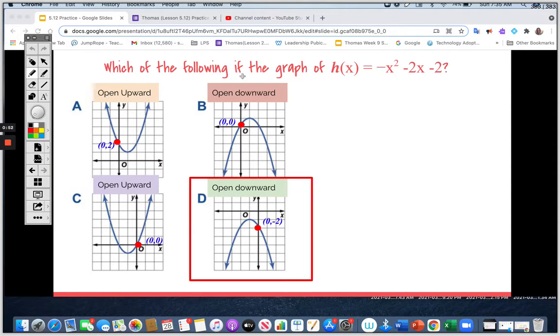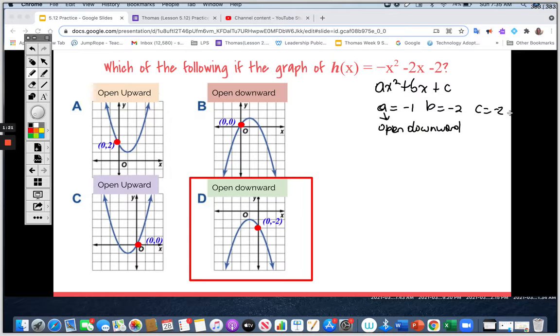When we look at the equation that was given to us in the standard form, where we have ax squared plus bx plus c, the a in this case is equal to negative 1, b is equal to negative 2, and c is equal to negative 2. So this tells us that our graph should open downward, right? Because a is negative.